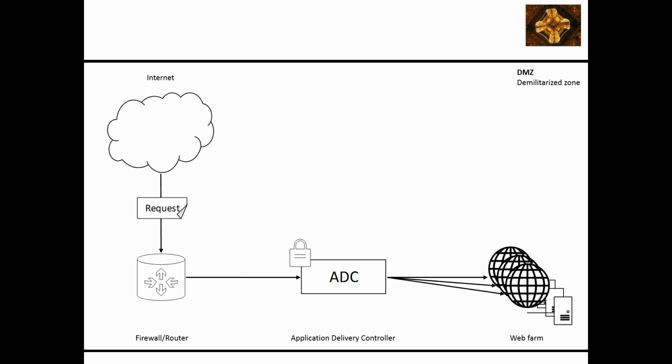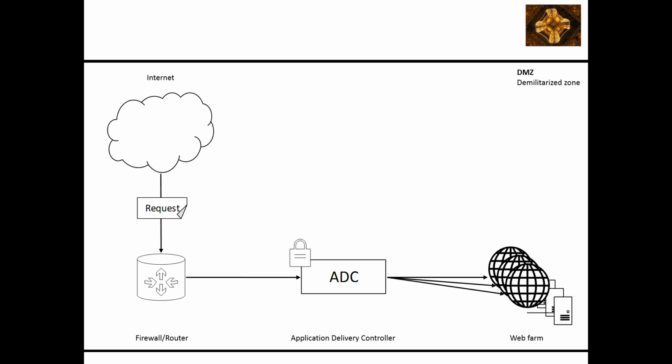So what is it? The application delivery controller should be between the firewall and the router and the web farm of a company. You can see that on the right hand side in the corner. It's basically in the DMZ, the demilitarized zone, which means it's in this part of the company's IT which is not the fully secure zone. It's a zone where you can have access from the internet.